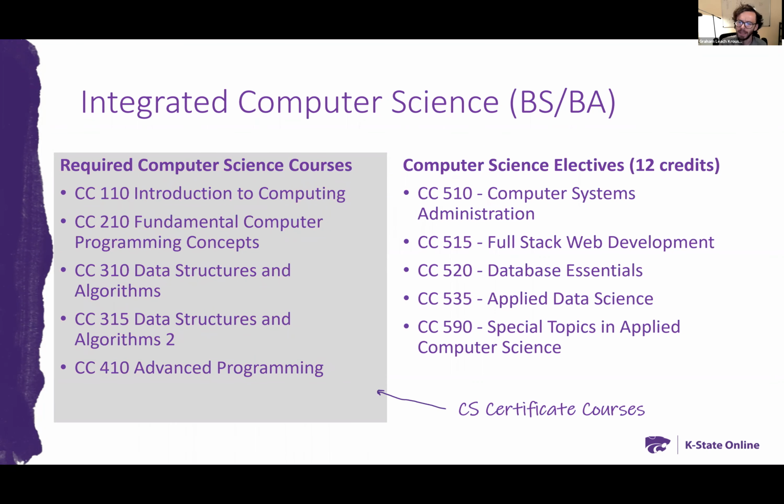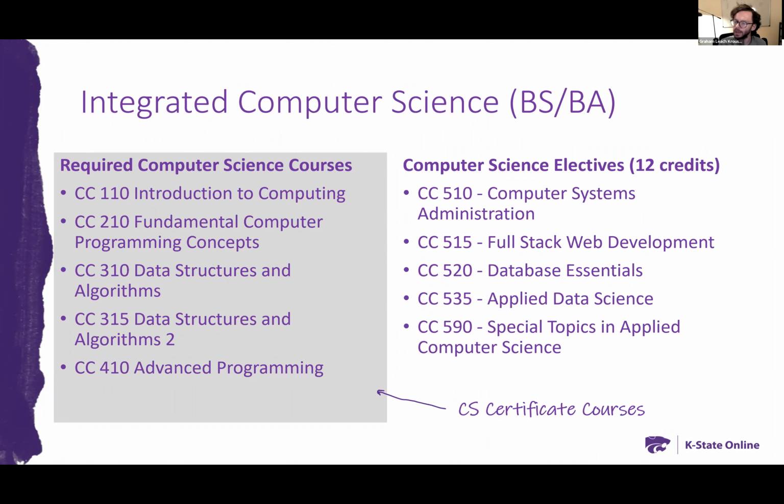Okay, so in a little more detail, we've got the required computer science courses: Introduction to Computing, Fundamental Concepts, Data Structures and Algorithms. And then the electives are Computer Systems Administration, which is running the behind-the-scenes stuff in larger computer systems. Full stack web development. That means developing web pages, learning JavaScript, CSS, HTML, the languages involved in creating web pages, and also learning about the back end of web servers. Database essentials, so learning about databases, how information is stored and retrieved.